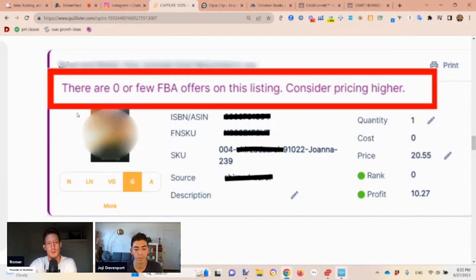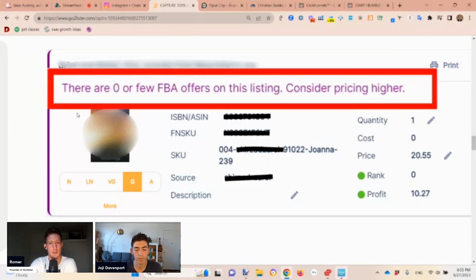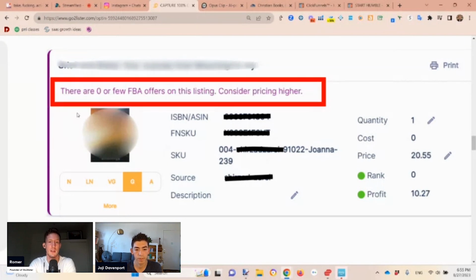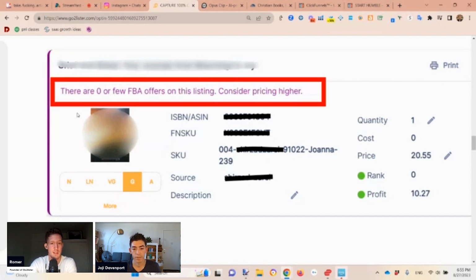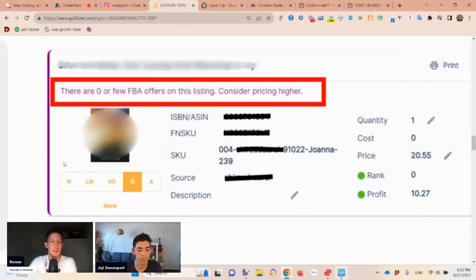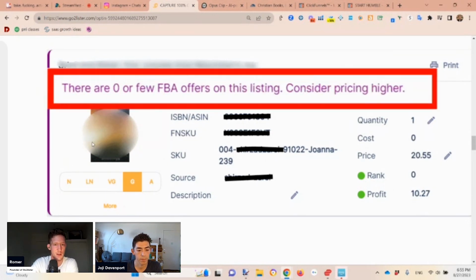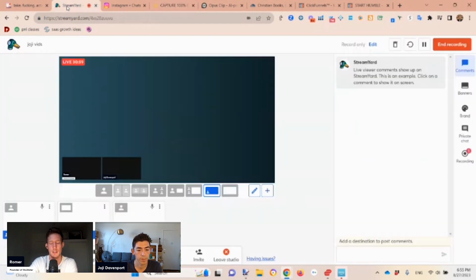And if you do this before you submit your batches, especially as a beginner bookseller, you can literally double your profits on the books that you sell simply by pricing higher and pricing more strategically. But if you don't consider books that have 0 FBA offers or books that have no offers at all, you're going to be leaving a lot of money on the table.